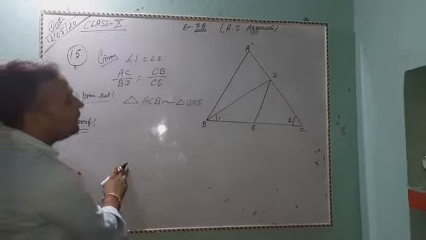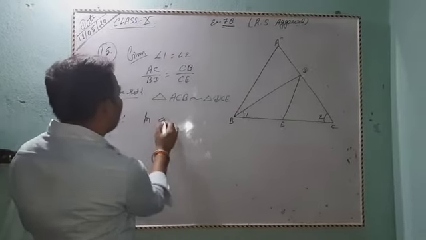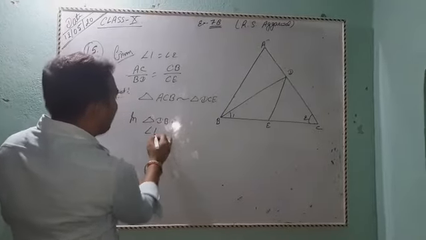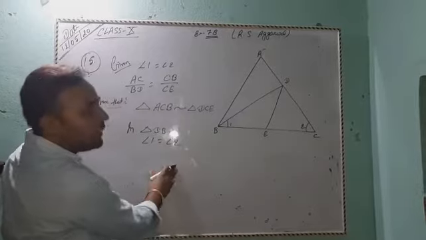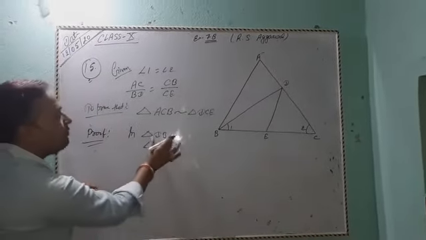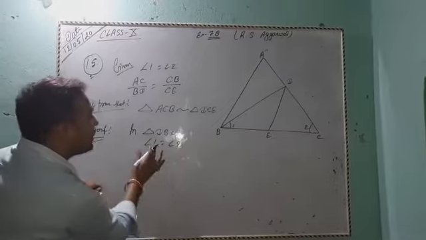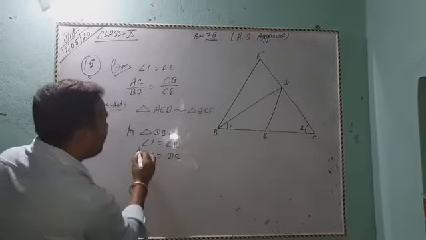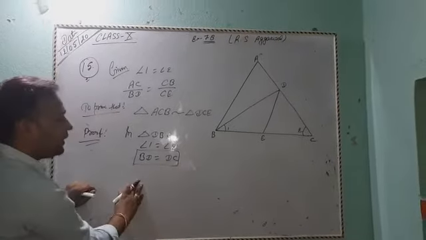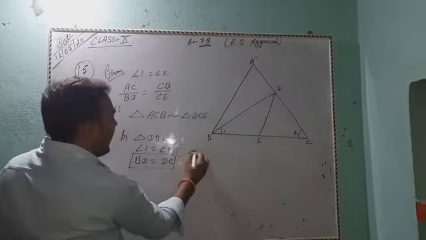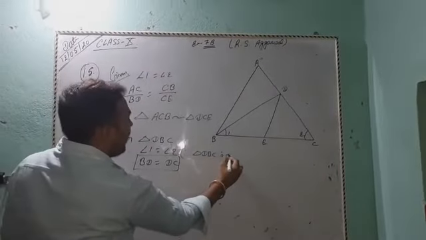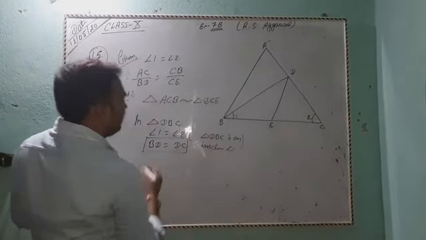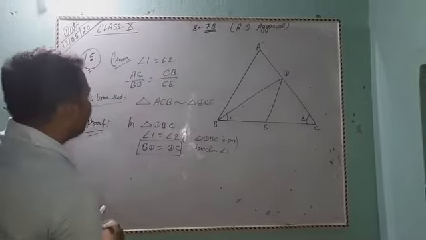First of all, in triangle DBC, angle 1 equal to angle 2. Okay, this is an isosceles triangle. Triangle DBC is an isosceles triangle because angle 1 equal to angle 2. Then we write that BD equal to DC, since triangle DBC is an isosceles triangle.